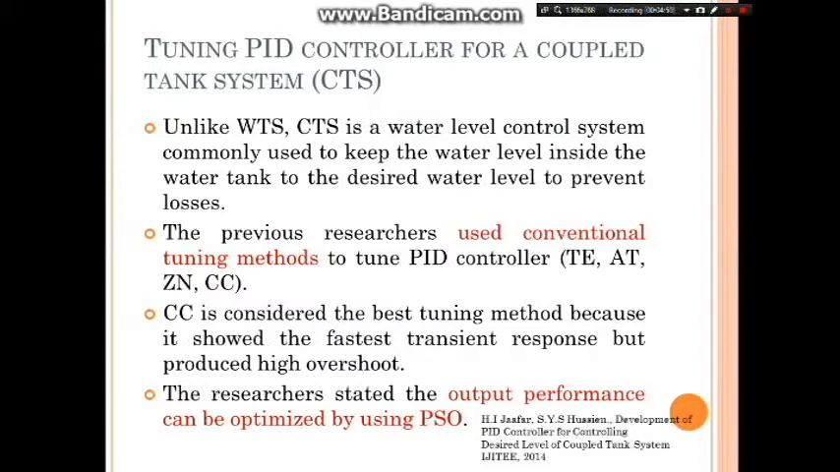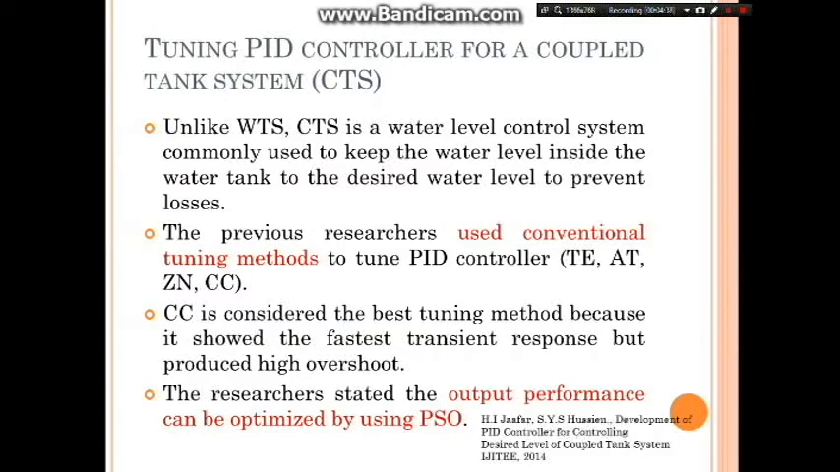Tuning PID controller for a couple tank system. In this research, the researchers use conventional tuning methods to tune the PID, such as trial and error, auto-tune, Ziegler-Nichols, and Kronecker. And the result is Kronecker is considered the best tuning method because it shows the fastest transient response but produces high overshoot. And the researchers state that the output performance can be optimized by using PSO. So that's why I use PSO in my project.